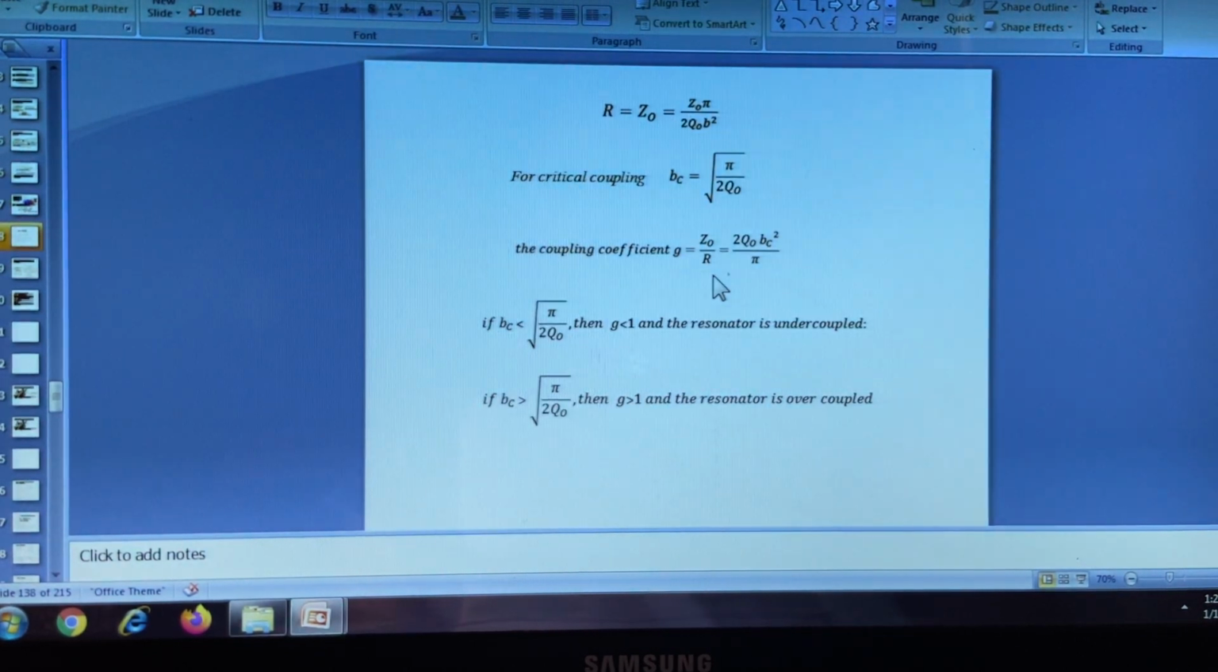And for critical coupling in the gap coupled method, that BC must be equal to this value. That is, the coupling capacitor must give this value of BC to get critical coupling, and R is equal to this. So we can calculate a coupling coefficient from this. So the level of coupling we can calculate using this equation.